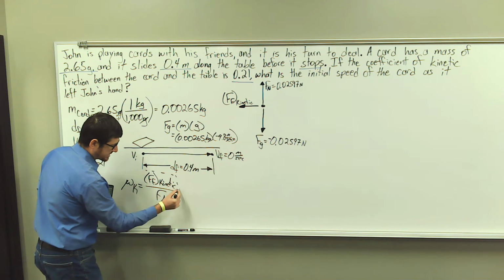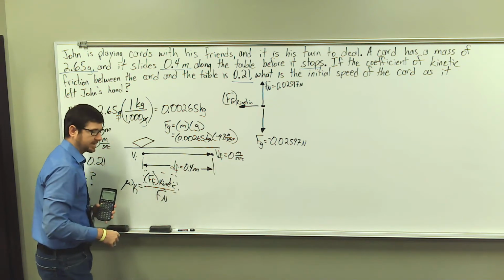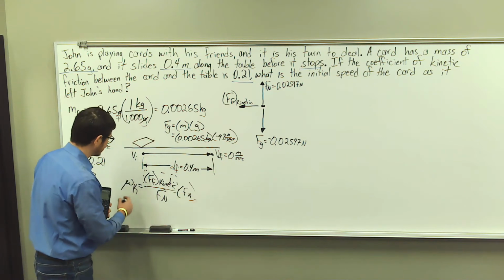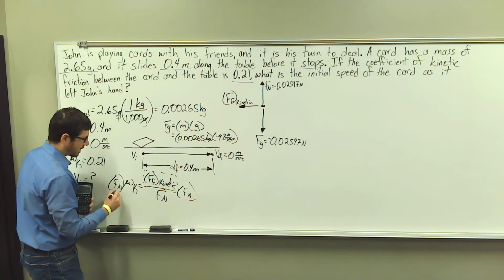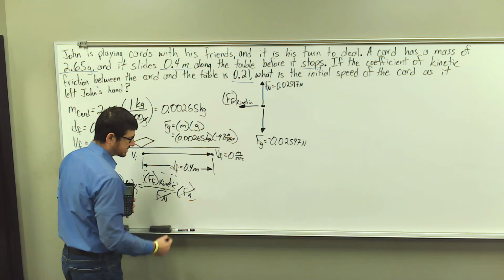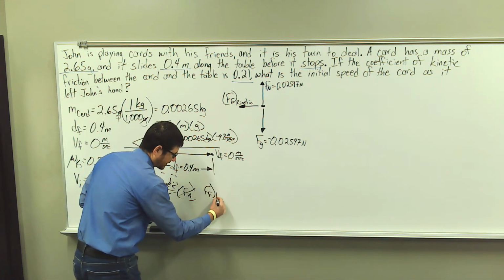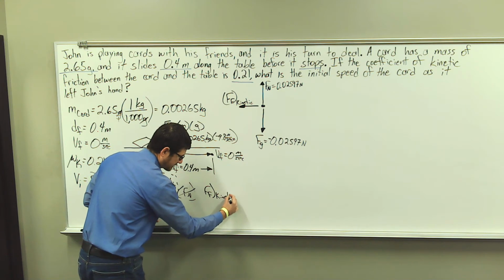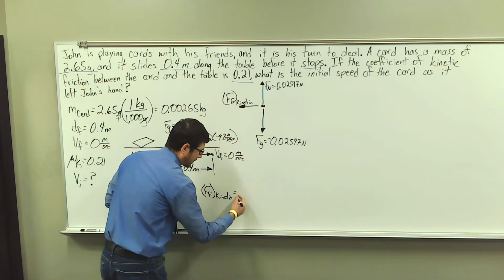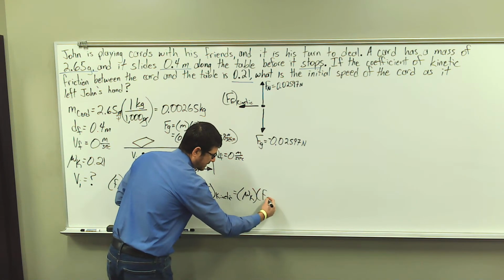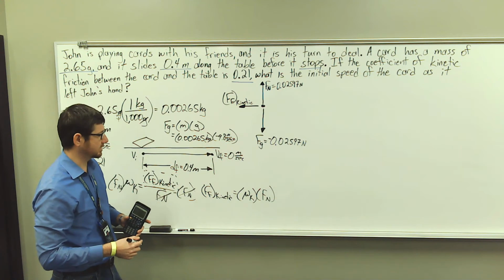So we need to isolate kinetic friction force, and how we're going to do that is multiply by normal force on both sides of the equal sign. On the right hand side, normal force cancels. So this gives us kinetic friction force is equal to the product of the coefficient of kinetic friction and the normal force applied to the object.